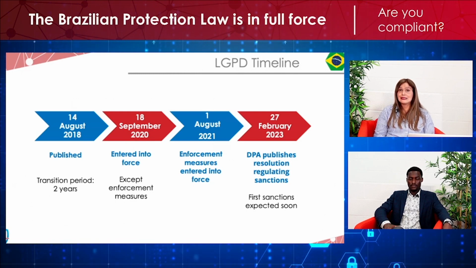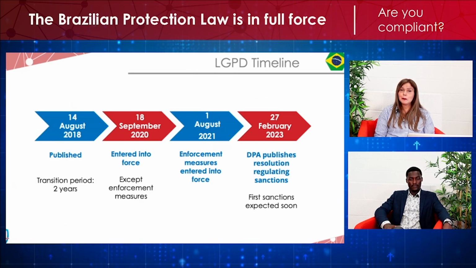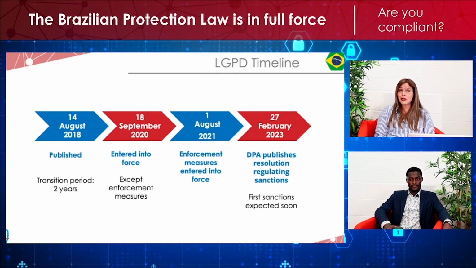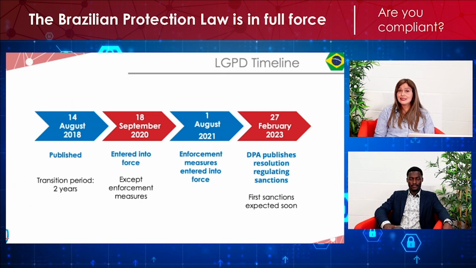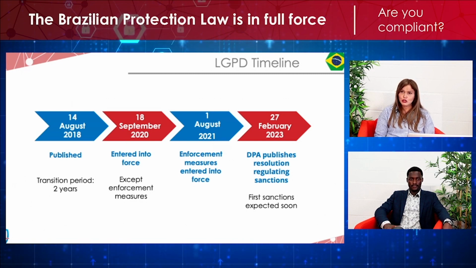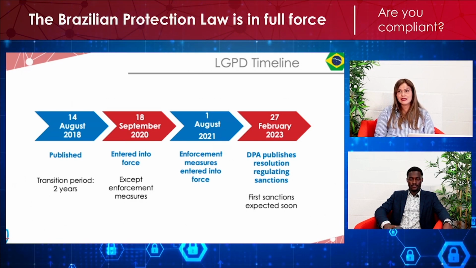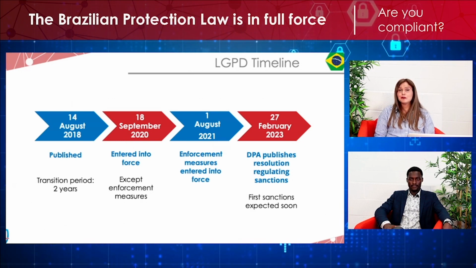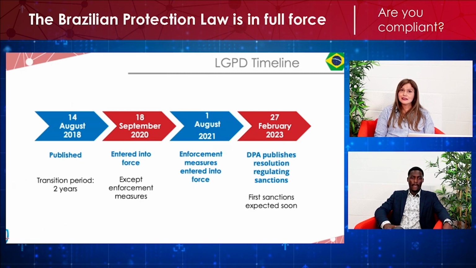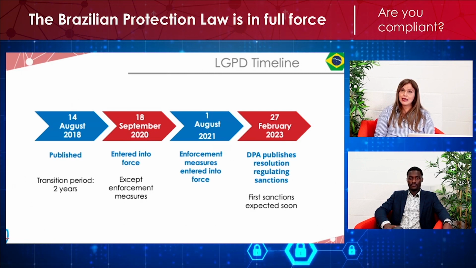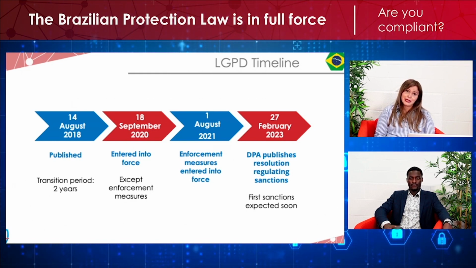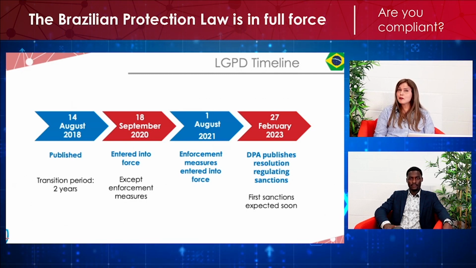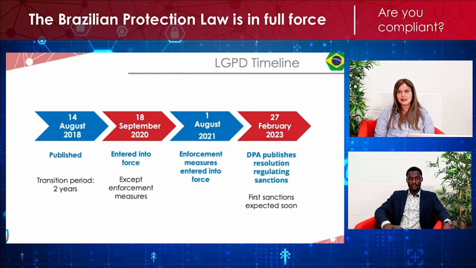but at that time we didn't have the criteria to apply the sanctions. That's why we didn't have any sanction applied until this moment. But this may change soon. Since February this year, the Brazilian Data Protection Authority, called ANPD, published a resolution regulating the criteria to apply the sanctions. And more recently, they also published a list of companies that are under investigation, which includes some Brazilian public entities, but also companies such as WhatsApp and Facebook. So we expect the first sanctions soon. We'll talk more about the sanctions later in this presentation.